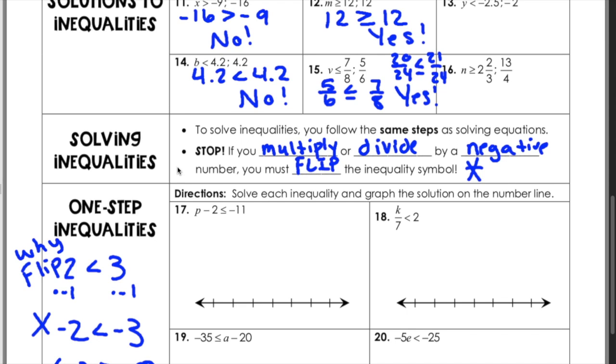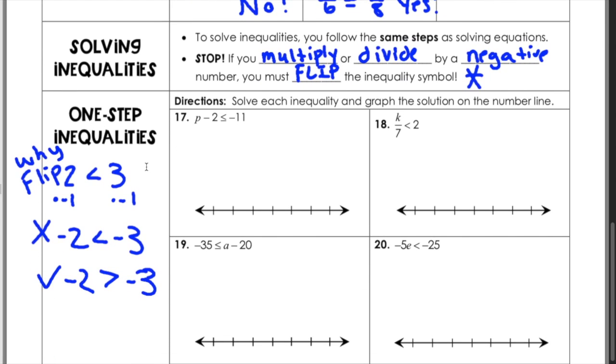So we're going to just look at some one-step inequalities to solve. Just like we did with one-step equations, it just means that there is one number or one constant that we're moving away from the variable. So if I'm looking at number 17, it's p minus 2 is less than or equal to -11. So I'm going to rewrite that as p plus -2 is less than or equal to -11. So I have to isolate my variable just like normal. So I'm going to add 2 to both sides. Add 2, that cancels out. Then we have p is less than or equal to -9.